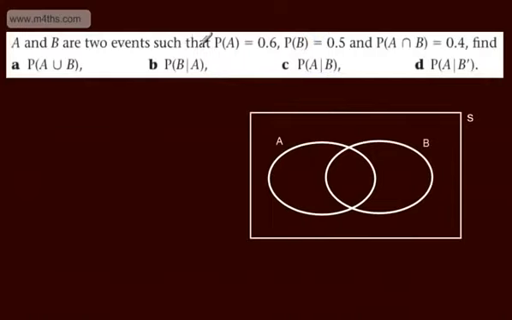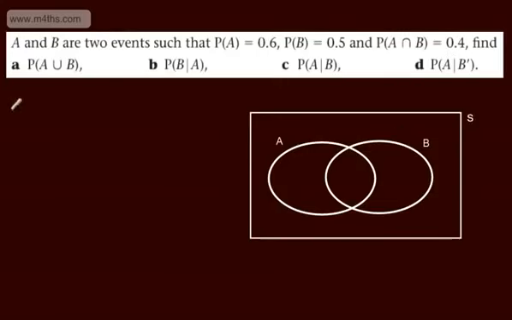So A and B are 2 events such that the probability of A is 0.6, the probability of B is 0.5, and the probability of A intersection B is 0.4. We need to find the probability of A union B, the probability of B given A, the probability of A given B, and the probability of A given not B. So we can use the formula.